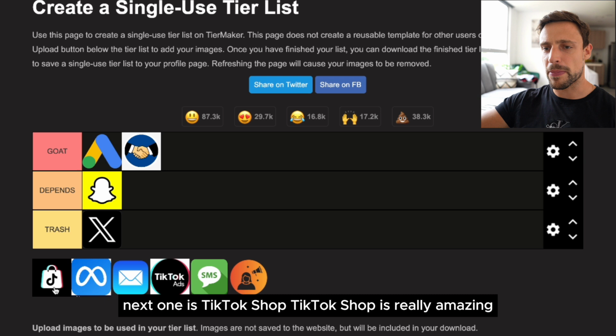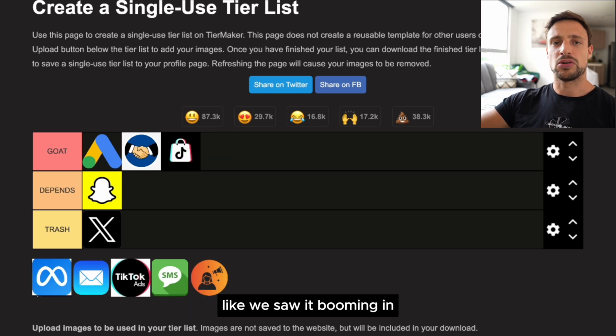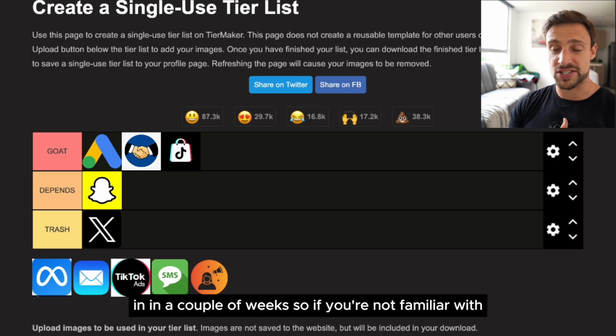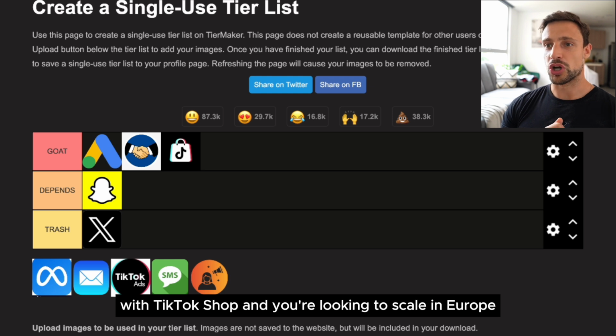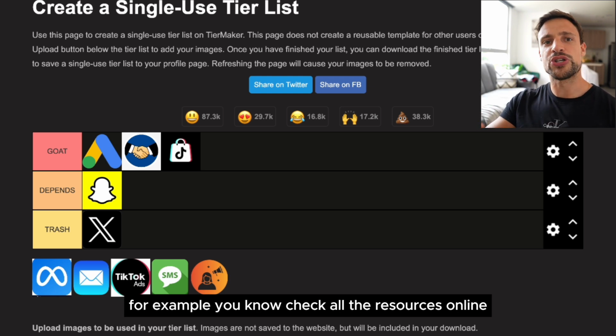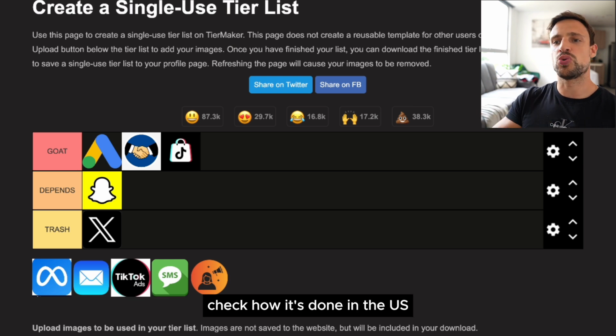Next one is TikTok Shop. TikTok Shop is really amazing. We saw it booming in the US, and we know now that it's coming to Europe in a couple of weeks. So if you're not familiar with TikTok Shop and you're looking to scale in Europe, for example, check all the resources online, check how it's done in the US.